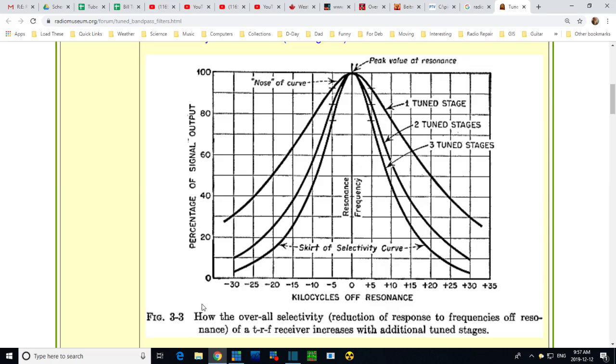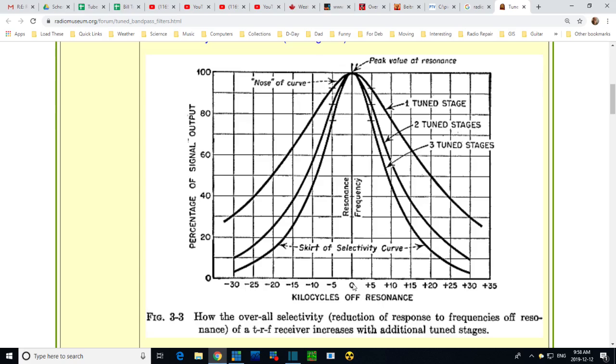So the title of this is, here's what it says: How the overall selectivity, reduction of response to frequencies off resonance, of a TRF receiver increases with additional tune stages. Now, the radio on my bench is not a TRF receiver, but it kind of is at the front end. So I think we can still pay attention to this chart, no problem at all. So let's see what we've got here. Resonant frequency right in the middle.